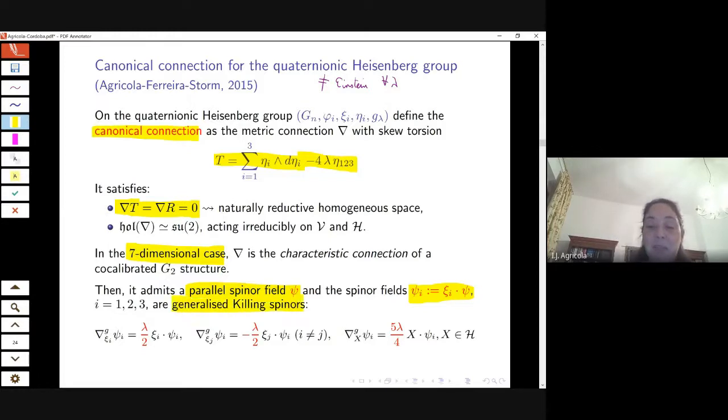A generalized Killing spinor is a Killing spinor, but with basically the Killing constant depending on the direction. So in direction of the same Reeb vector field, with the same index here, you get a certain constant. Then if the index here and here is not the same, you get a different constant. And on the horizontal space, you get yet another constant. All right, so we see this connection induces nice spinors and it induces the naturally reductive homogeneous structure.